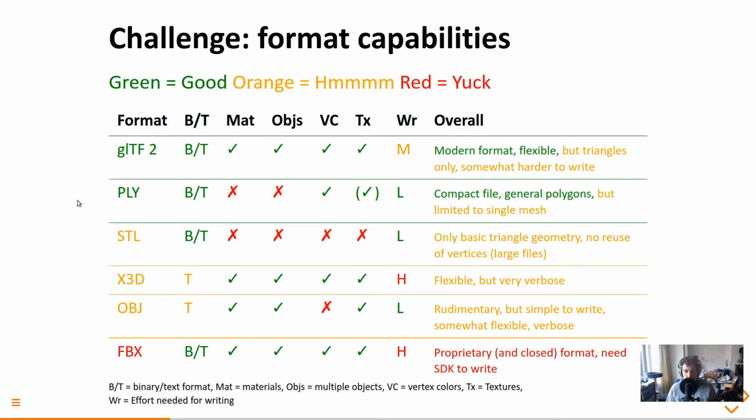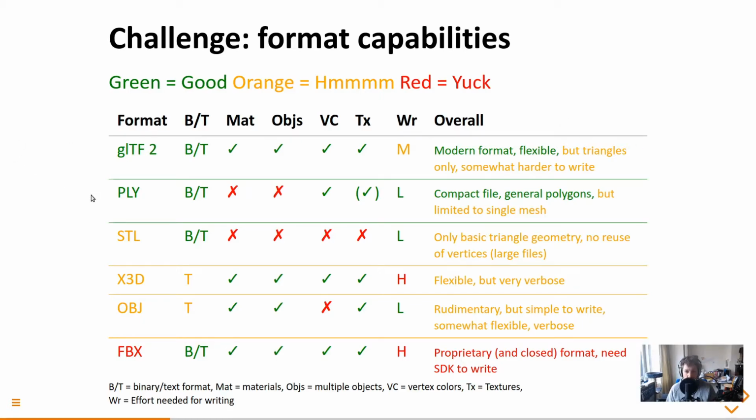Now overall, you can see there's quite a bit of variation, and some of this is subjective, of course. But I would say that GLTF, which is a very modern format, very flexible, is a good one if you have a more complex scene. For example, multiple objects, advanced materials, etc. It's a little bit harder to write due to the way that it's structured. It supports triangles only, so that can be a limitation. But overall, this is quite a nice format.